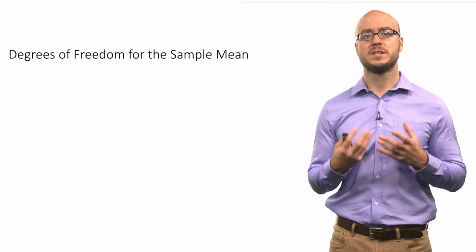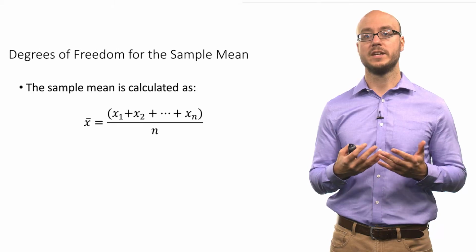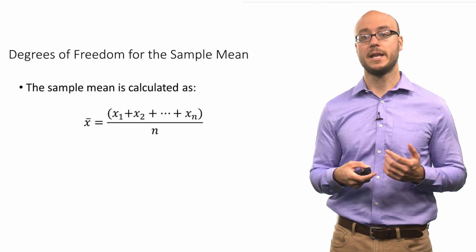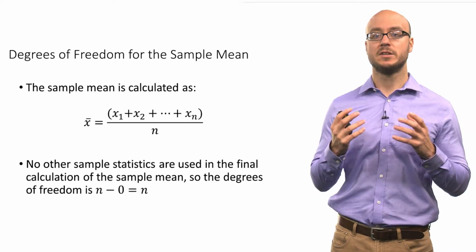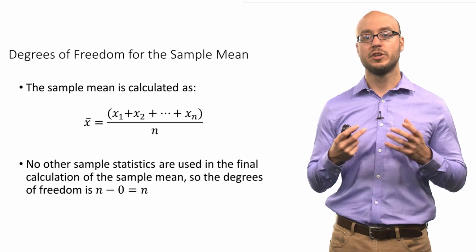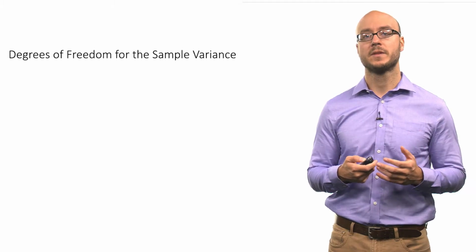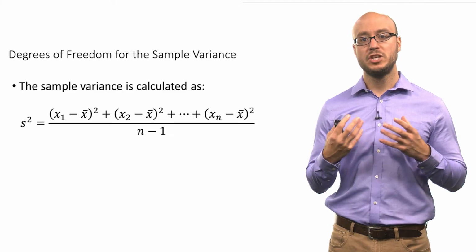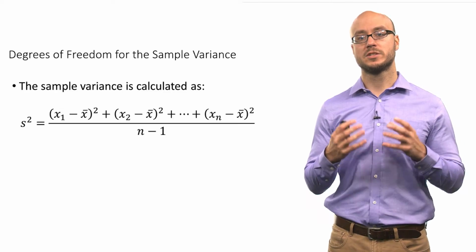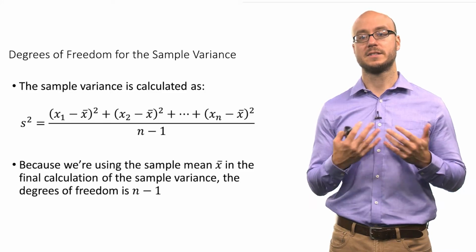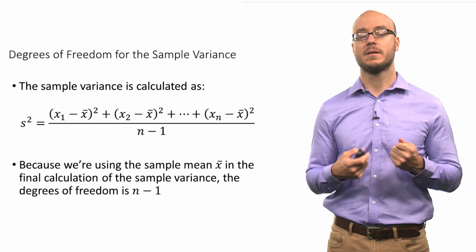So let's go through this in detail just so it's clear. The sample mean is simply the sum of the values of all the observations in our sample divided by the sample size n. We call the sample mean x bar. We don't use any other sample statistics to calculate the sample mean, so the degrees of freedom is n, the sample size, minus 0. So we have a value of n. For the sample variance, we use the sample mean x bar in the final calculation. Since we're using this other sample statistic to calculate the sample variance, the degrees of freedom is n minus 1.